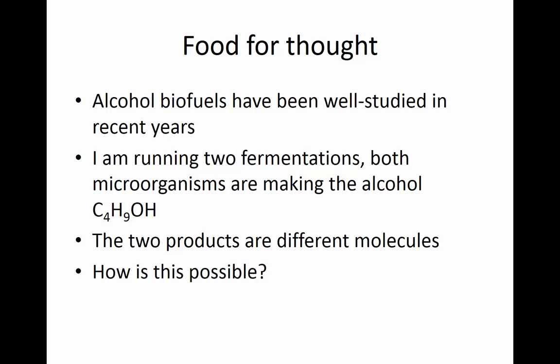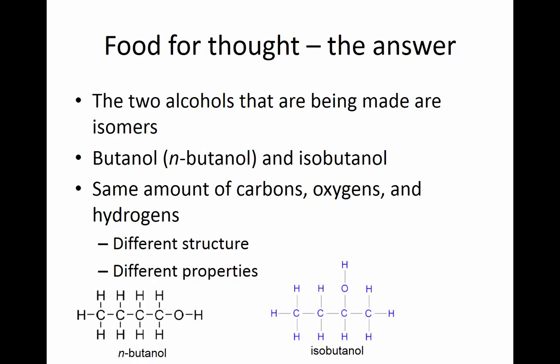So this is possible because the 2 alcohols that are being made are actually isomers. They have the same chemical formula, basically, but they are butanol, or n-butanol, or normal butanol, which looks like this, and isobutanol, which looks like this. You can see they have the same amount of oxygens, carbons, hydrogens, but they have a different structure. They have different properties because they have different structure. And this is very common.